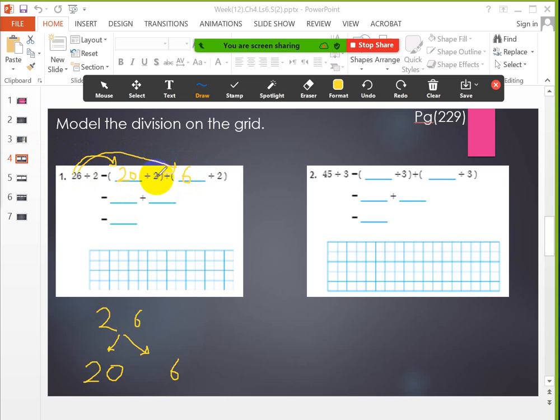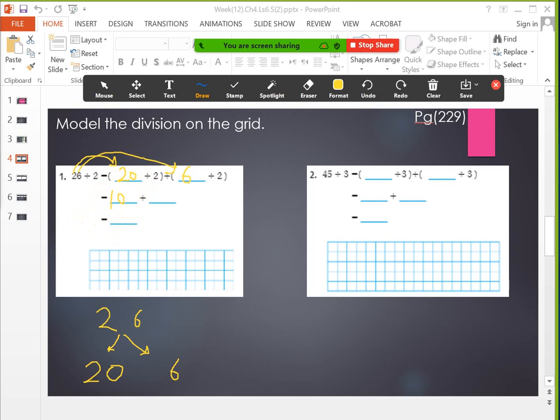So I will put each division between parentheses. 20 divided by 2: I will divide the tens number. 2 divided by 2 equals 1, and put 0 next to the answer.